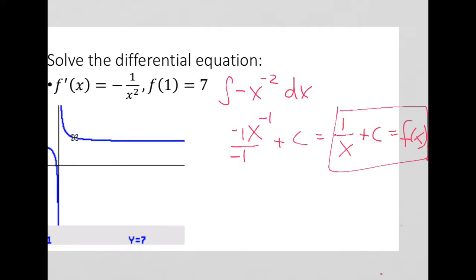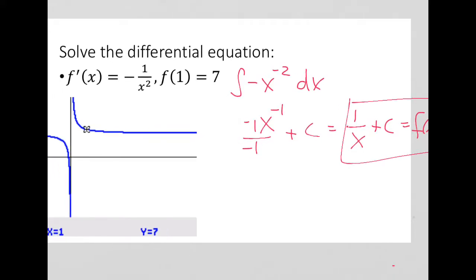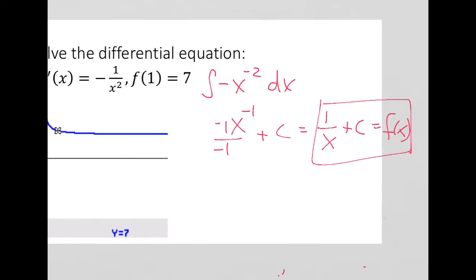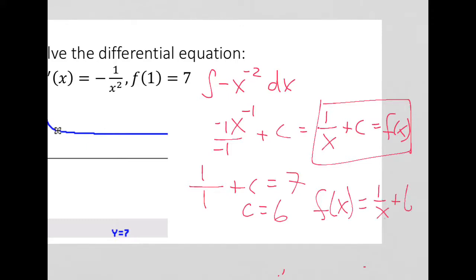But now I need to plug in the point I know. F of 1 equals 7. That's telling you that x is 1 and y is 7. Remember how to read function notation. So I'm going to plug in and say 1 over 1 plus c equals 7. And I'm going to get c equals 6. And so I can write my function f of x as 1 over x plus 6. And that is my specific solution.